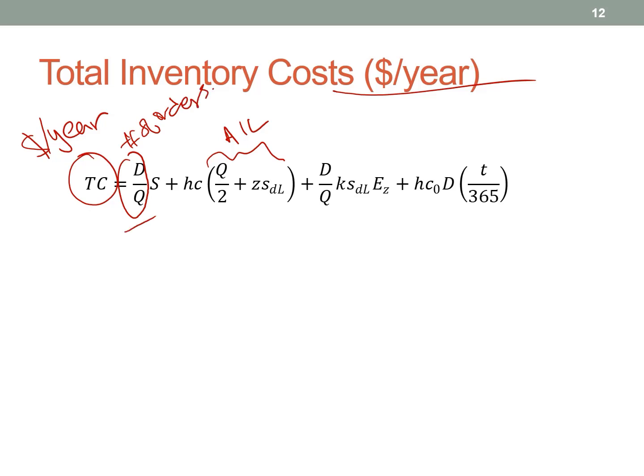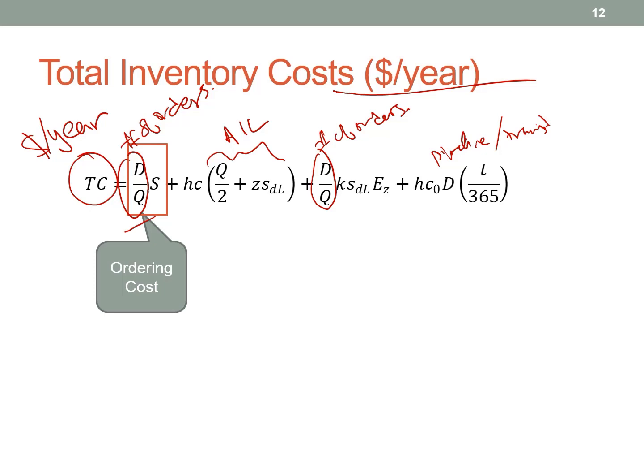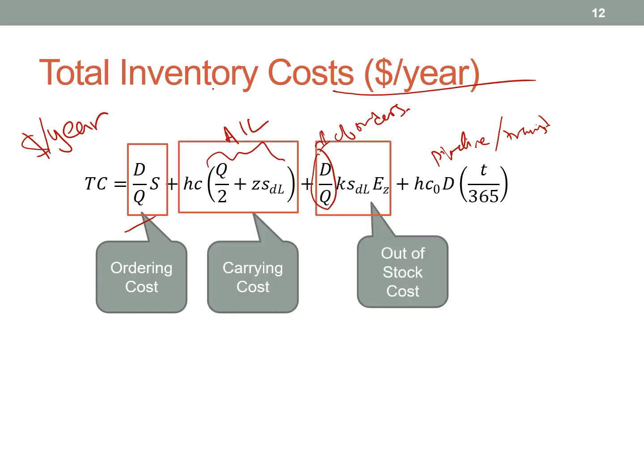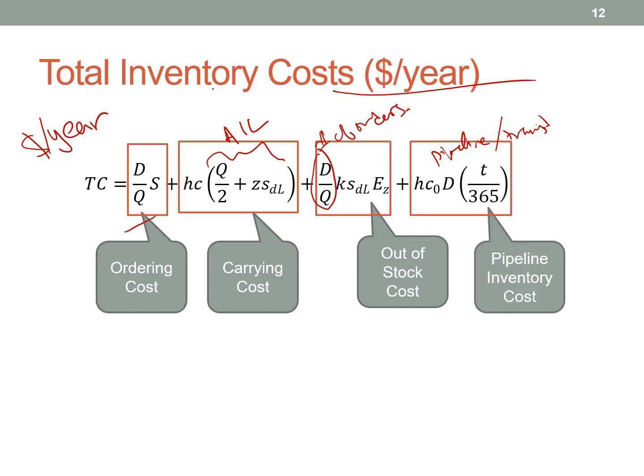The first part is the ordering cost, and you have the inventory carrying cost. Then we have the stock out cost, where again you have the number of orders we place in a year. And then we have the pipeline or in transit cost. So the first block right there is the ordering cost. The second block right there is the carrying cost. The third block right there is the out of stock cost. And the fourth block is pipeline inventory costs. Okay, so that is our total inventory cost equation.